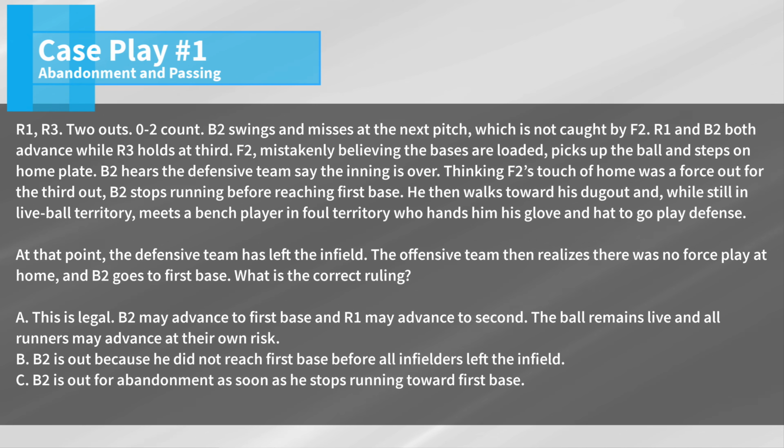What is the correct ruling? A, this is legal. B2 may advance to first base and R1 may advance to second. The ball remains live and all runners may advance at their own risk. B, B2 is out because he did not reach first base before all infielders left the infield. C, B2 is out for abandonment as soon as he stops running towards first base.